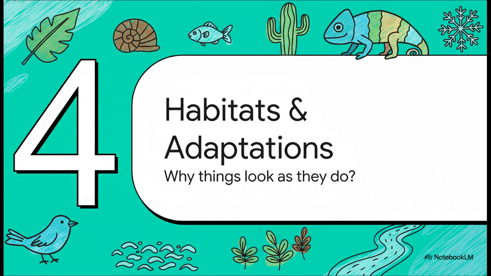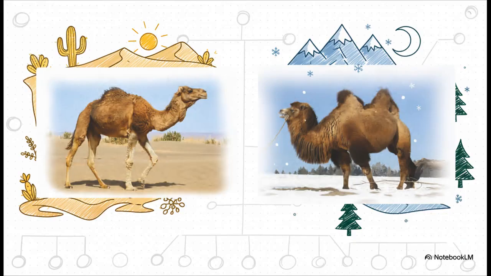and adaptations. This is where we get the answer to the big why. Why do living things have the features they have? Why do they look the way they do? Just take a look at this. We have two camels here. One is from the hot desert of Rajasthan, and the other is from the cold desert of Ladakh. They're both camels, right? But one has a single hump, the other has two. One looks kind of lean, and the other has thick, shaggy fur.